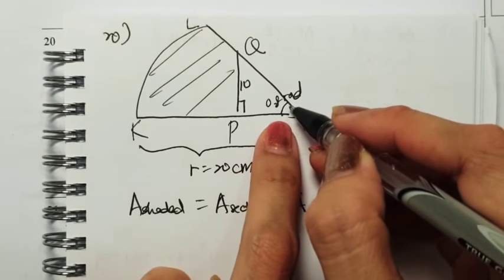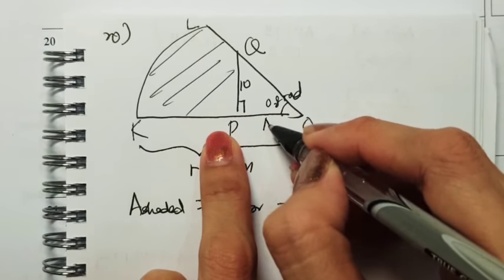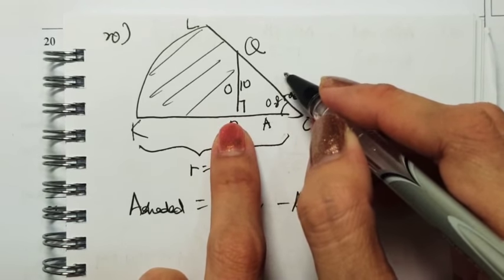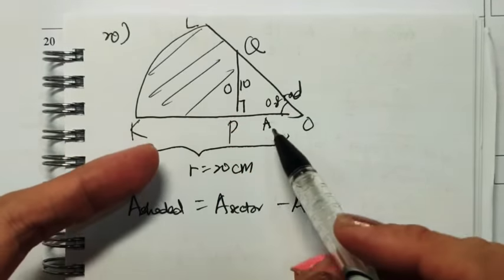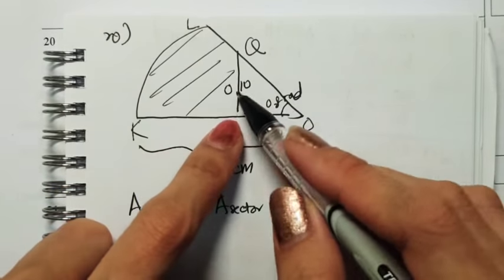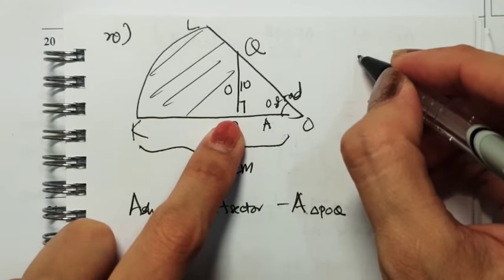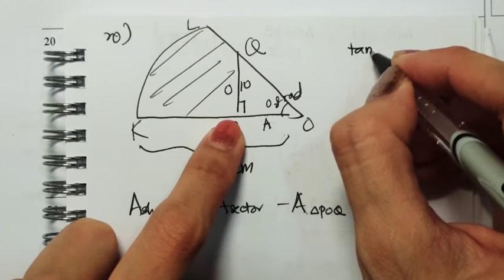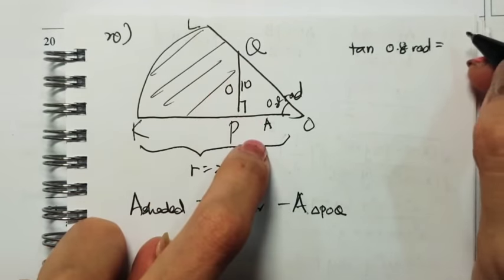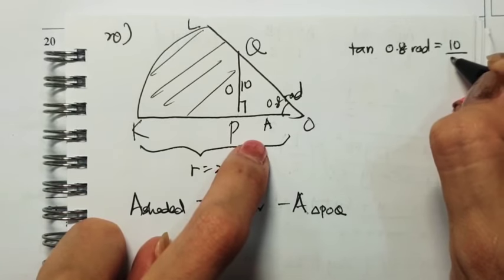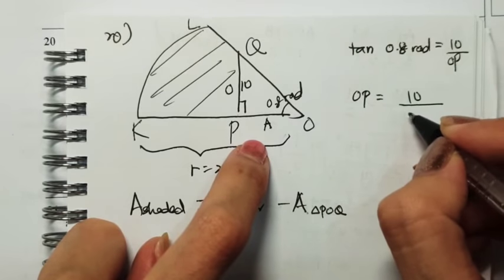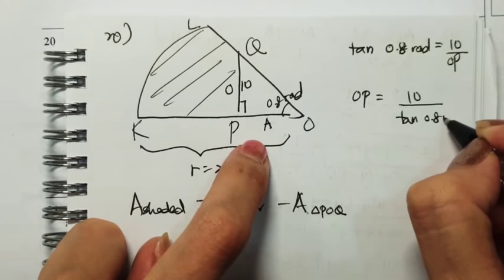So for this angle, the PO will be the adjacent, and this one will be the opposite, and this OQ will be the hypotenuse. So not important. The important part is I need to know what this base is. Since I know this is 10, the one that involves the O and the A will be TOA, according to SOHCAHTOA. So I will have tangent 0.8 radian equals to opposite over adjacent, 10 over the OP.